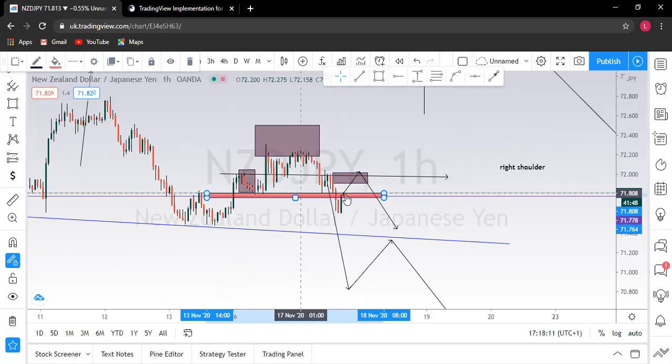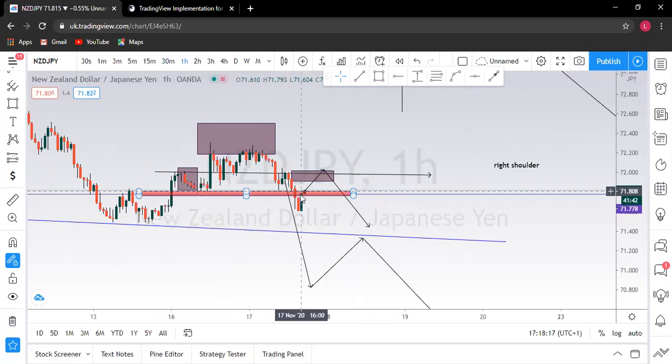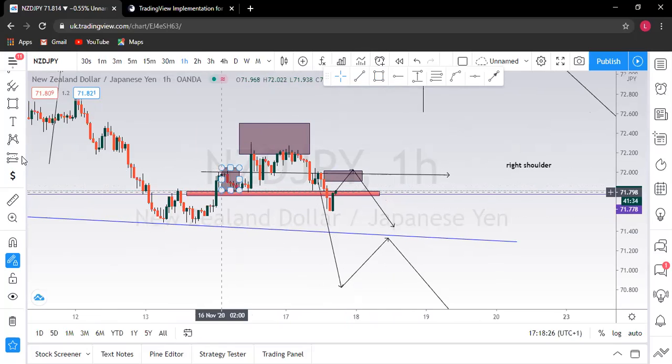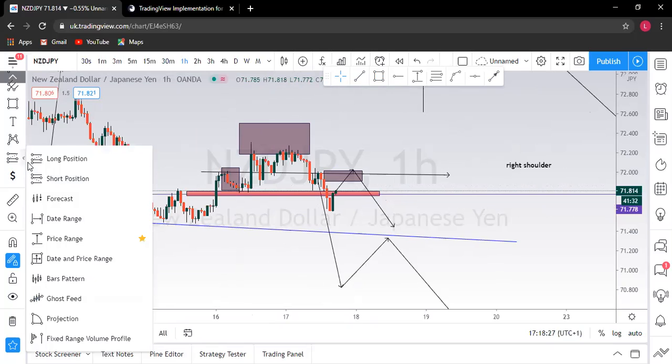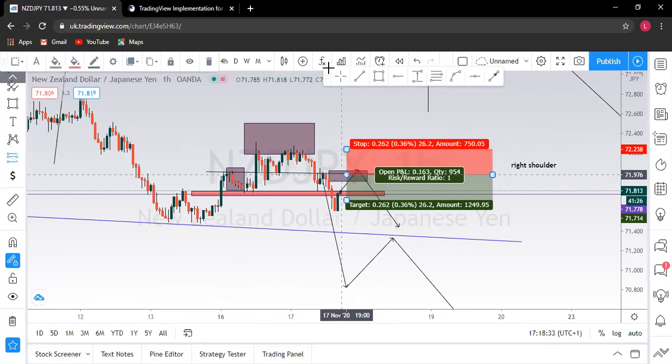So some people would think that okay, this is actually break and retest, since it has broken this. So now this is what we are expecting. We are expecting NZDJPY to actually get to this level. Then we take our position measurements to take this short position. We want to short it from here.